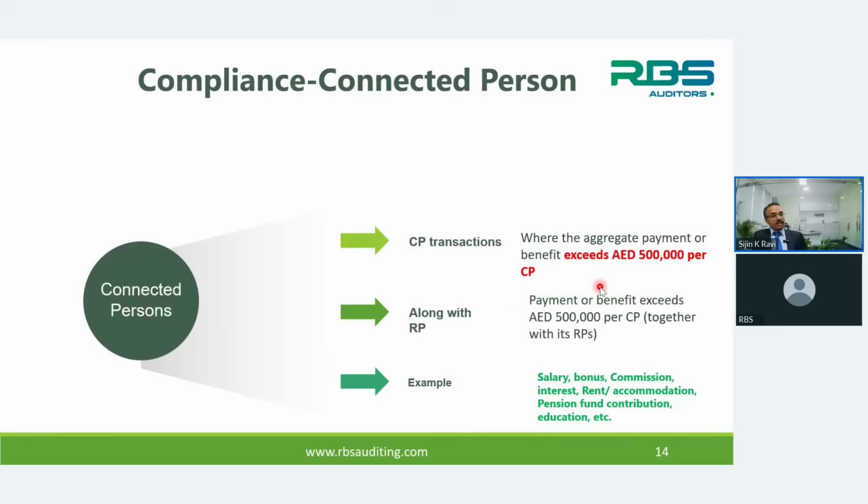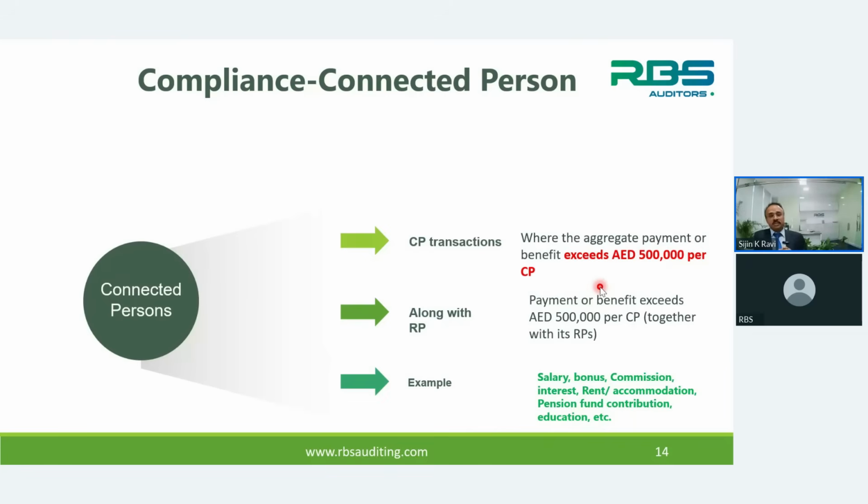And what are the compliances relating to connected persons? We have discussed the natural person. Connected person compliance applies wherever the aggregate payment or benefit exceeds 500,000 per connected person. So whatever payment is made to any connected person exceeding 500,000, then you have to follow the compliances above 500,000.